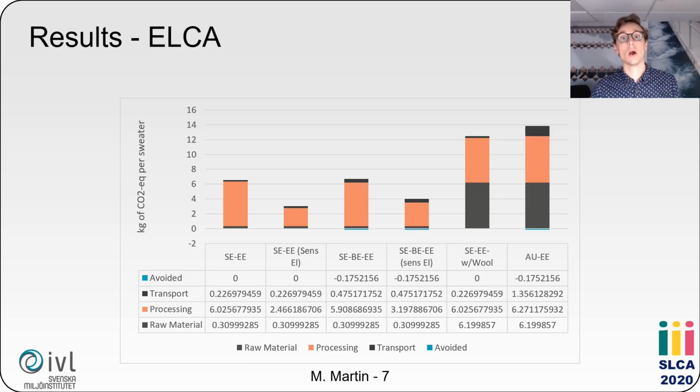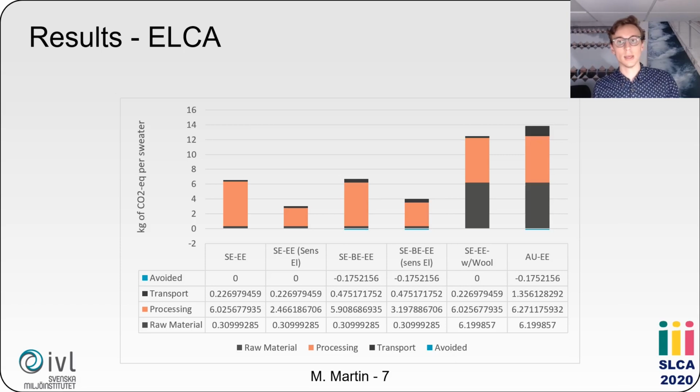Now, the results of the ELCA show that this is specifically for greenhouse gases. The Swedish and the Swedish-Belgian supply chains are very close together. The Swedish-Belgian is a little bit smaller. Both show to be quite susceptible to the type of energy mix that is used, as is shown by the sensitivity supply chains. And for the Swedish supply chain, including the upstream processes from the wool production also almost doubles the amount of greenhouse gases released.